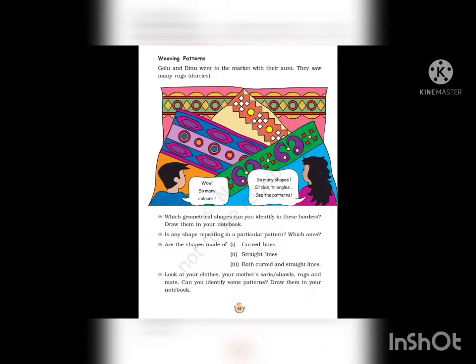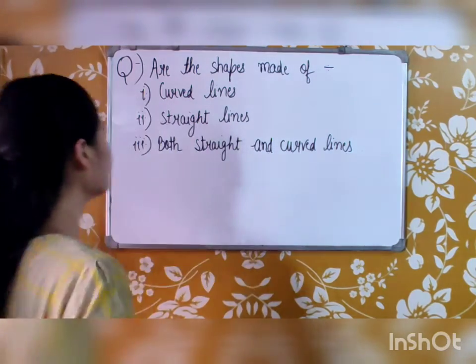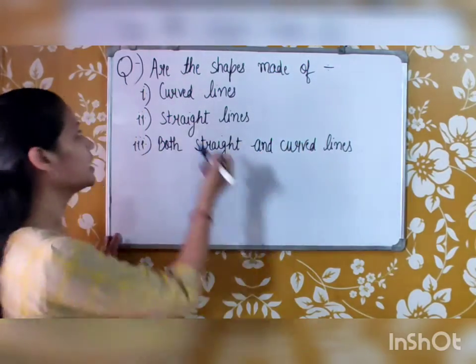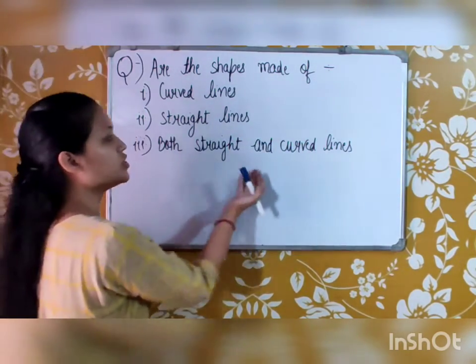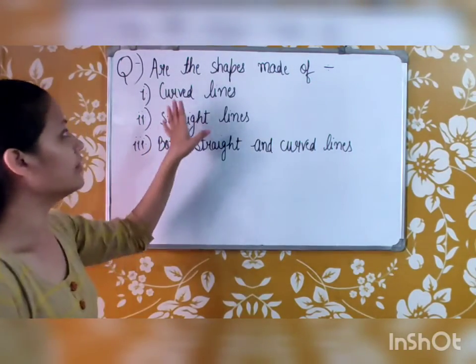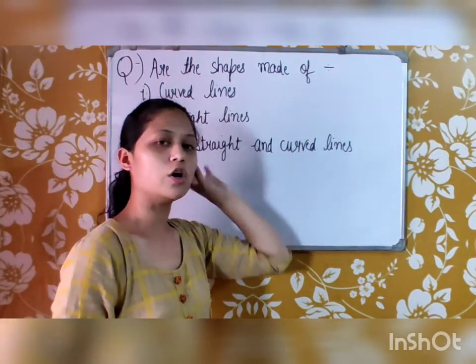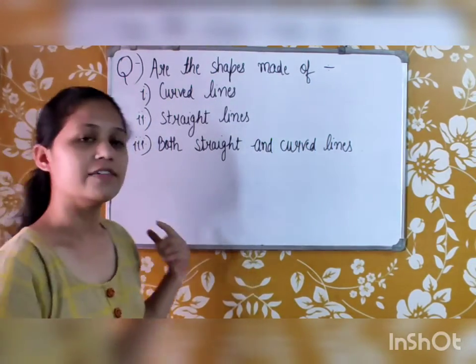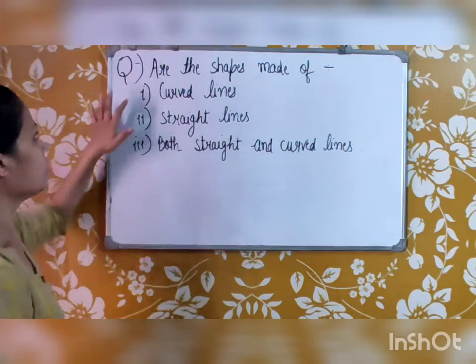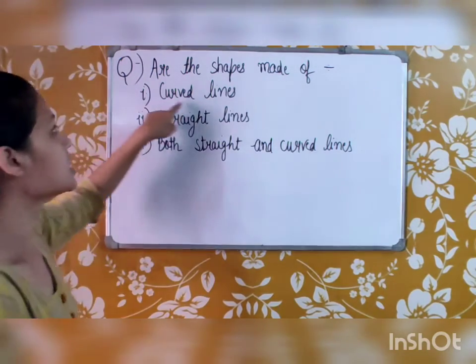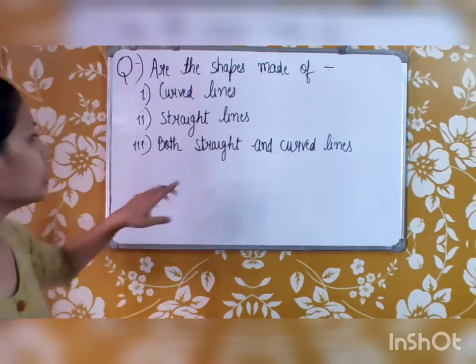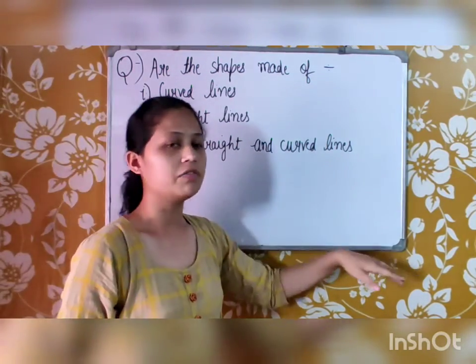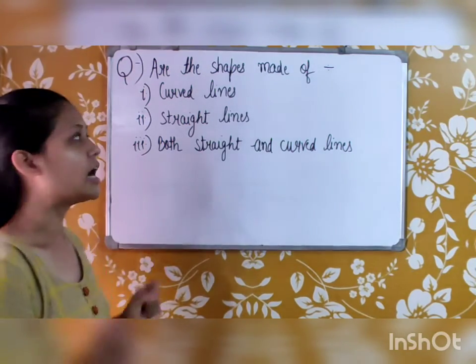Now we will do the above question. Are the shapes made of curved lines, straight lines, both curved and straight lines? So let's see this question. Here we have to tell the shapes that are given in your book, that are made of, and we have given three options here. First option is curved lines, second is straight lines, third option is both straight and curved lines.